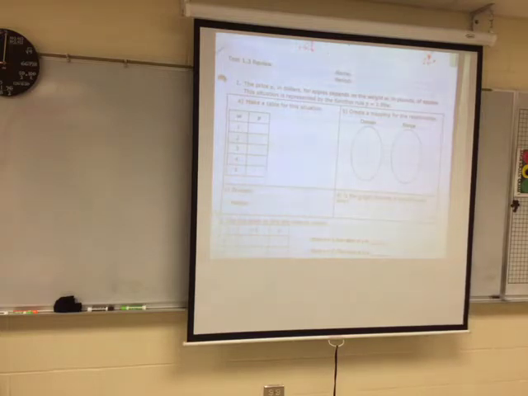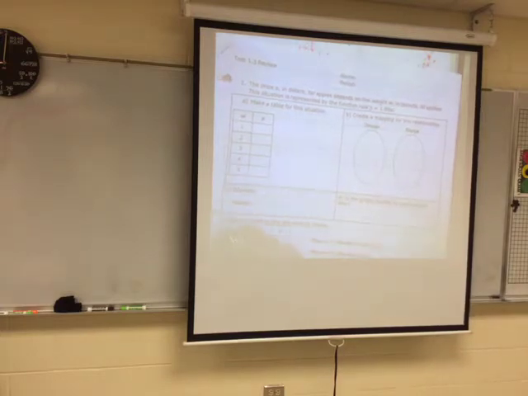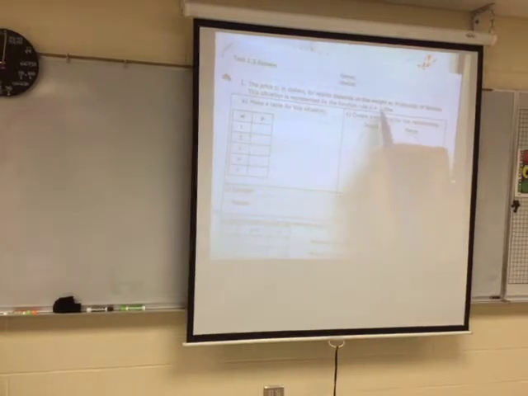Alright, so number 1 says the price P in dollars for apples depends on the weight W in pounds of apples. This situation is represented by the function rule P equals 1.99W. So what does that function rule mean? What's 1.99W mean? The cost is $1.99 per pound, right?